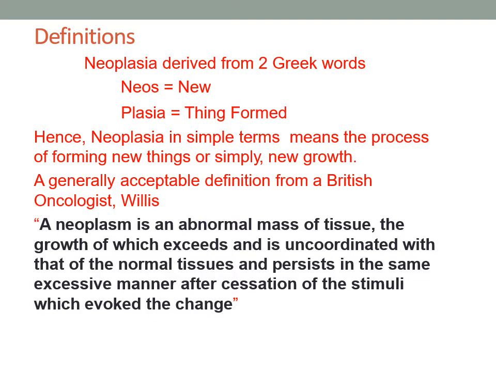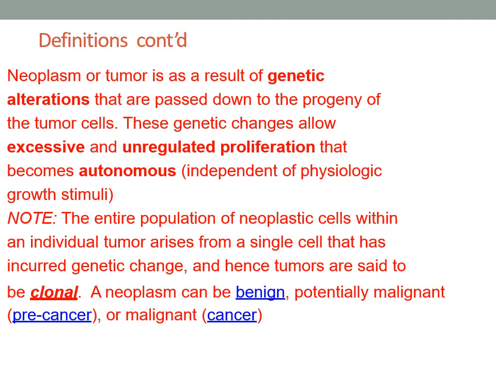Neoplasia, by simple definition, is abnormal proliferation of cells which is uncoordinated and persists despite cessation of the stimuli which evoked its replication. So it is better to understand that definition. Neoplasia, as I said, is abnormal growth of tissue which is uncoordinated and continues despite the cessation of the stimuli which evoked its growth. So it occurs due to genetic mutation.